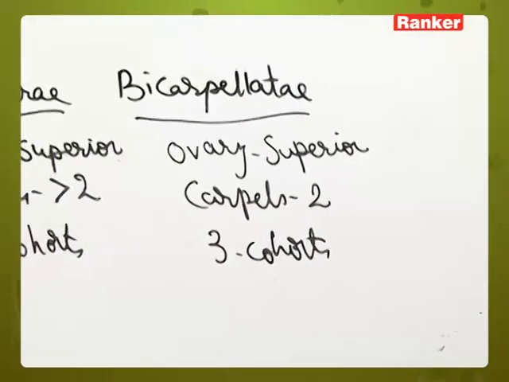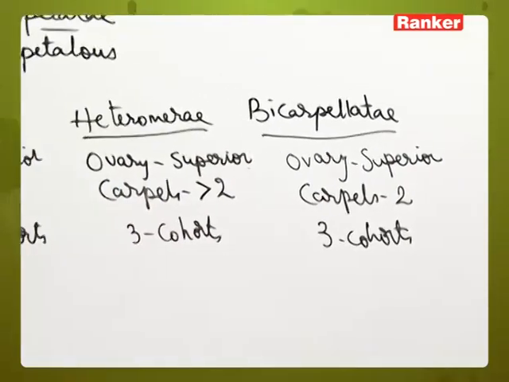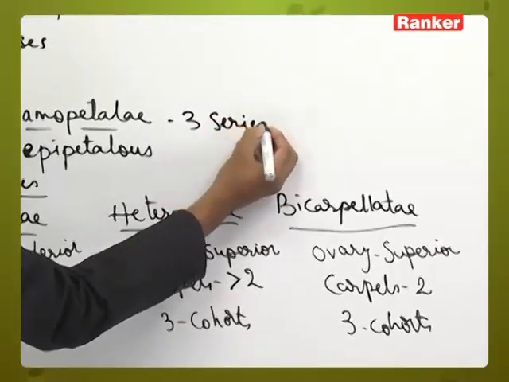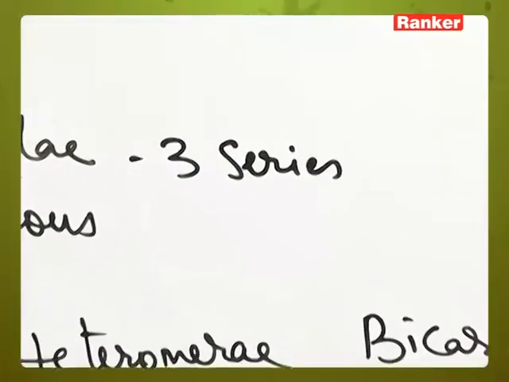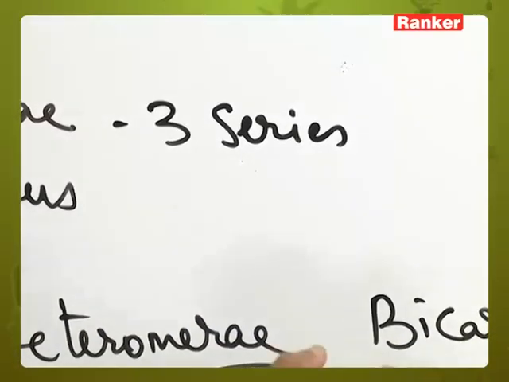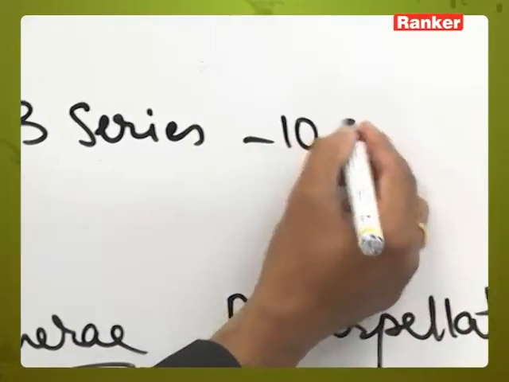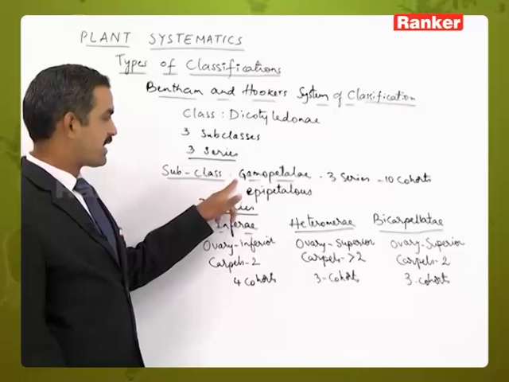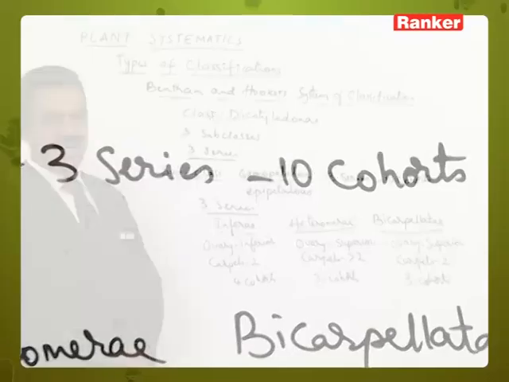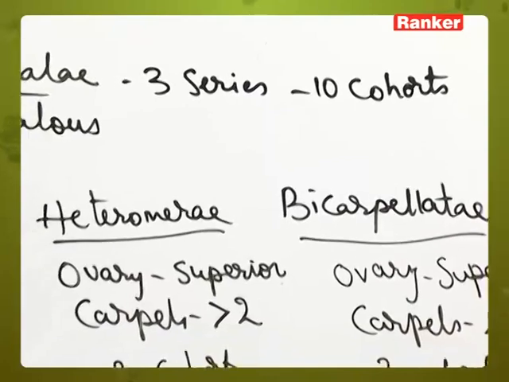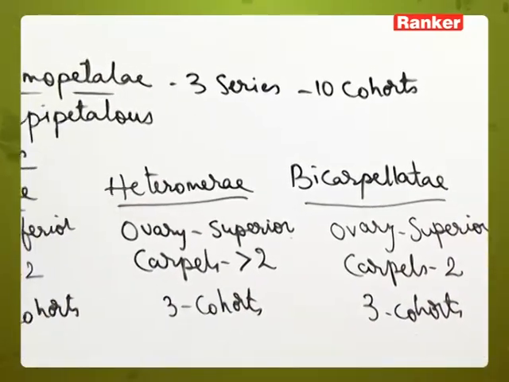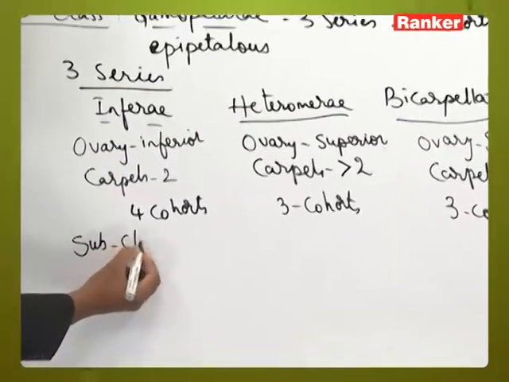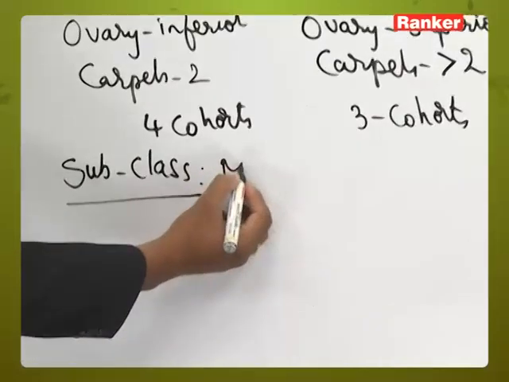In the second subclass Gamopetalae, which contains 3 series, inferae, heteromerae and bicarpellate, each of them contains 4 cohorts in inferae, 3 cohorts in heteromerae and 3 cohorts in bicarpellate. So a total of 10 cohorts are present. So under Gamopetalae 3 series and 10 cohorts are present, whereas in Polypetalae 3 series and 15 cohorts are present. Whereas the third subclass, that is Monoclamidae.